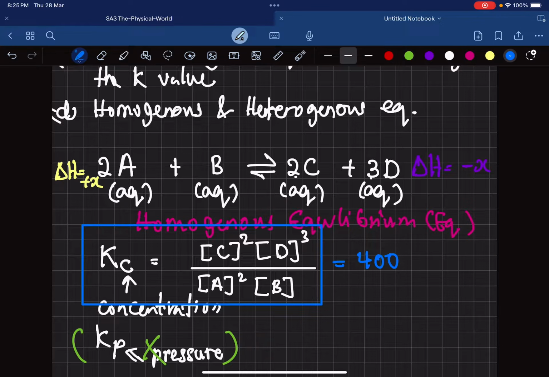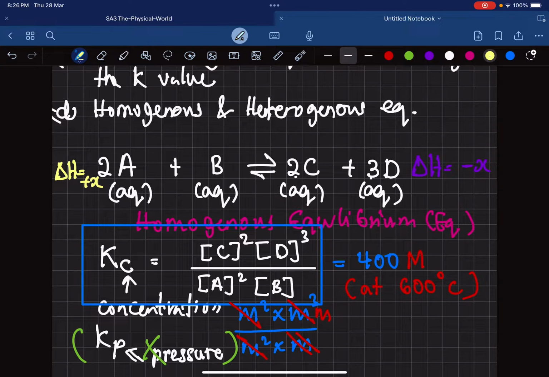Now, let's say the value is 400. Okay, the value is 400. What is the unit? Let's work out the unit here. So the top is molar squared times molar cubed. The bottom is molar squared times molar, right? So if you can see, you will notice that this and this will cancel off completely, and there will be left an M. So this will be 400 M. Let's say this value is at 600 degrees Celsius. So at this point, I want to tell you these values, right?